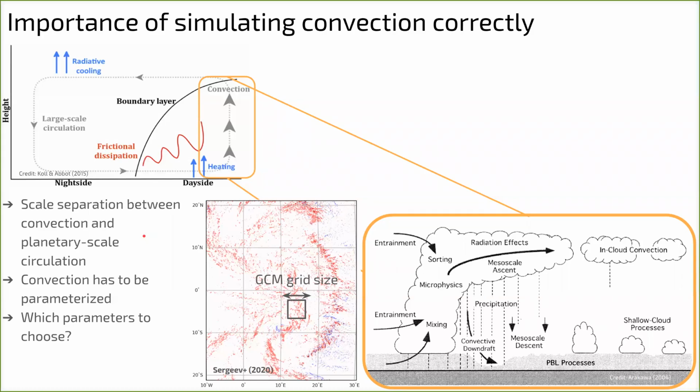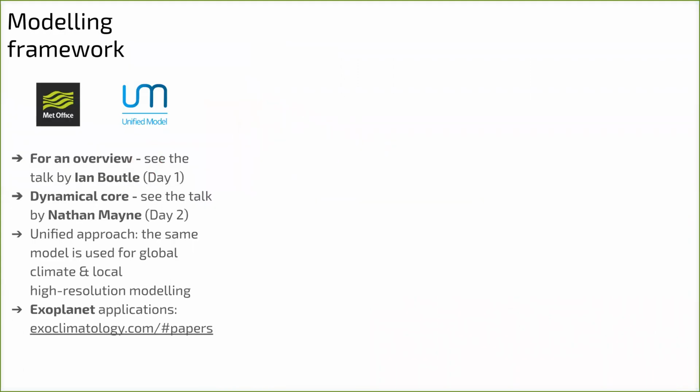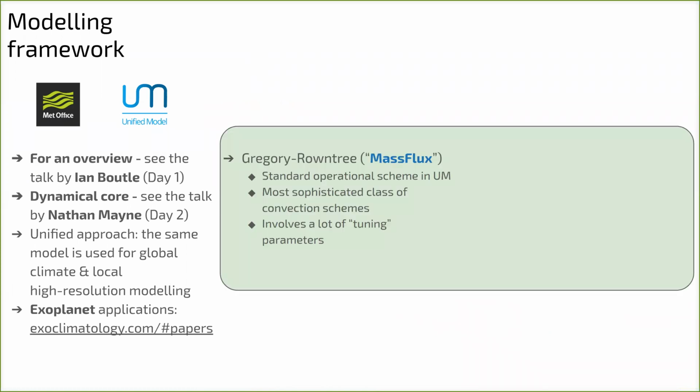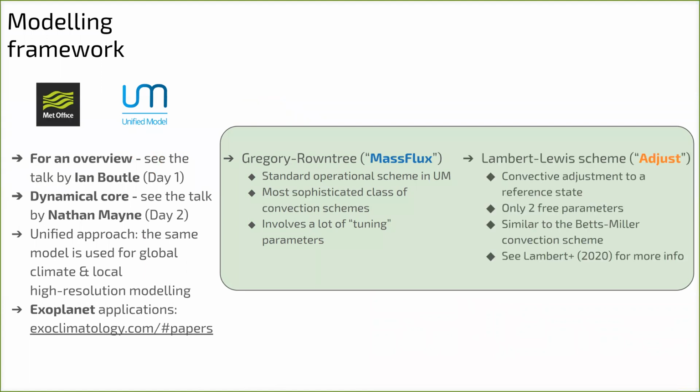So the question is, what parameters to choose? What parameterizations are the best? This question can be addressed by a range of different models. In my work, I use the UK Met Office Unified Model, which has a full suite of physical parameterizations of convection, including the standard mass flux scheme, which tries to represent the convective processes as close to reality as possible. But the drawback is that it has a lot of tuning parameters optimized for the Earth climate and weather.